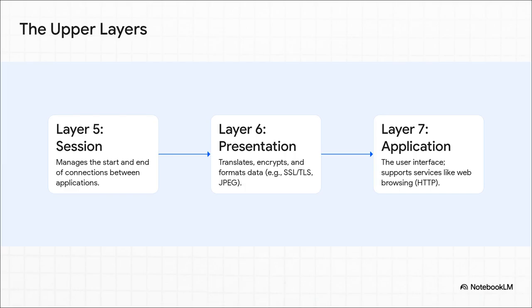Here's the simple version. Layer 5, the session layer, is like the receptionist that starts and ends the phone call between two applications. Layer 6, the presentation layer, is the universal translator. It handles stuff like encryption with SSL/TLS and makes sure a JPEG file actually looks like a picture. And finally, Layer 7, the application layer, is the one you actually click on. It's your web browser using HTTP or your email client using SMTP. And that's it, from the cable to the click.